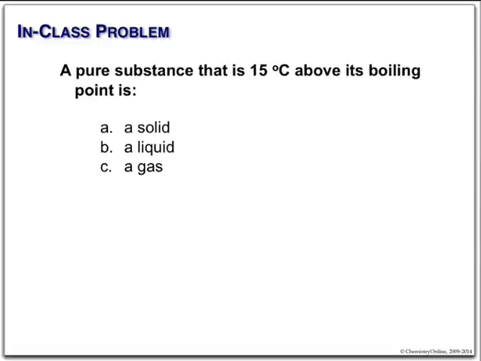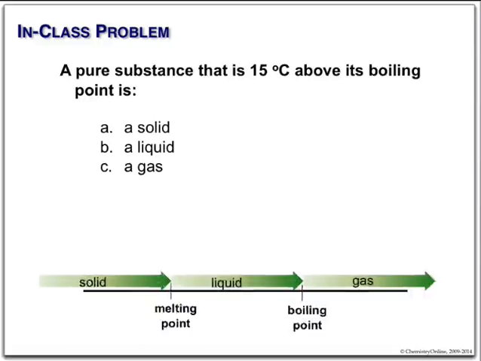But if we have a pure substance and we're 15 degrees above its boiling point, what's its phase? Yeah, what you want to do is just think about it like a number line, okay? You don't need to put numbers on it, really. But we know we're going to go from a solid to a liquid to a gas. There's our melting point, there's our boiling point. And we are told we're 15 degrees above the boiling point. So we're here somewhere. If we're above the boiling point, clearly it's a gas.